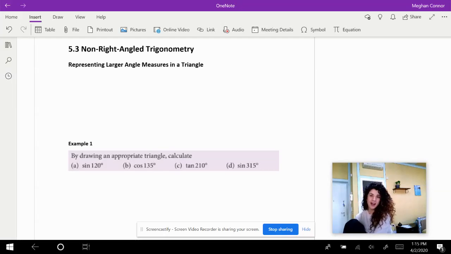Hello, 11th graders. Today we're going to be moving on from right triangle trigonometry. So moving on from our SOHCAHTOA type of trigonometry and moving into trigonometry with non-right triangles.